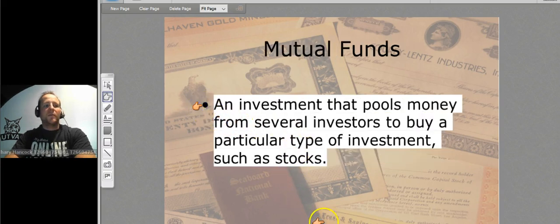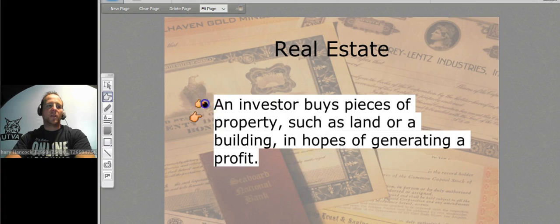Okay, the other thing that we have is called mutual funds. A mutual fund is an investment that pools money from several investors to buy a particular type of investment, such as a stock. So mutual funds are really good. They're a little bit safer than just buying stocks outright by yourself. And usually you're going to put your money in a mutual fund where you want a little bit safer and not as much risk. So it's all about risk and reward, okay?